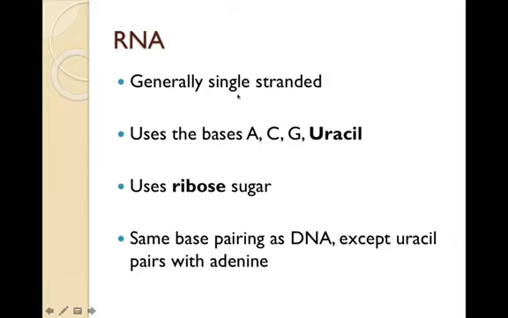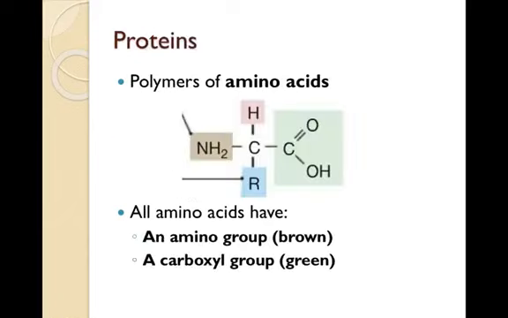It's generally single-stranded, and it uses pretty much the same bases as DNA with one exception. So there's adenine, cytosine, guanine, and instead of thymine, it uses this nitrogenous base called uracil. The base pairing is identical as in DNA, except uracil always base pairs with adenine, and adenine always base pairs with uracil. That's the only exception.